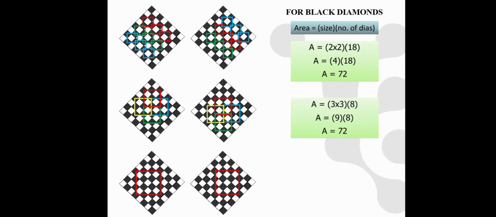To compute the area, size multiplied by the number of diamonds. For 2x2, there are 18. So, 4 times 18 is 72. The area for 2x2 in black diamonds is 72. While for 3x3, multiplied by 8, 9 times 8, is also 72. The area for 3x3 size for black diamonds is 72. While for 4x4, there are 2 diamonds. 16 times 2 is 32.